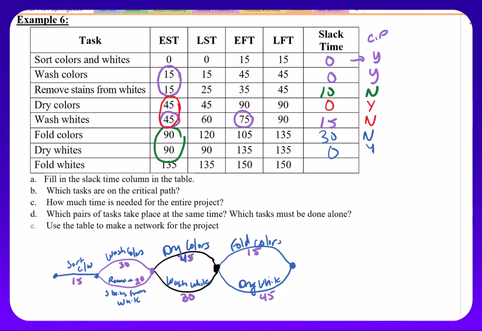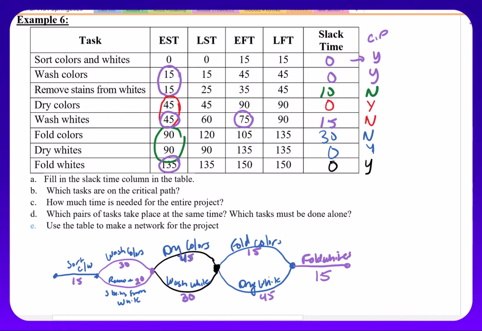My last task starts at that 135. There's only 1 here. This should make sense because you're done with the colors. You've already folded them. So your last step is to fold your whites. And if we look here, 150 minus the 135 tells me it takes 15 minutes, which kind of matches again folding my colors. So that is going to be a critical path, which means it has 0 slack time.